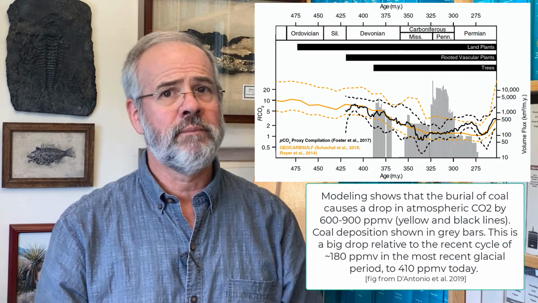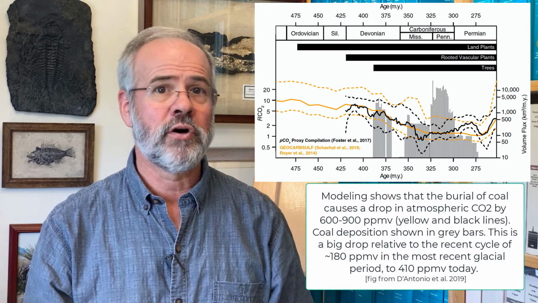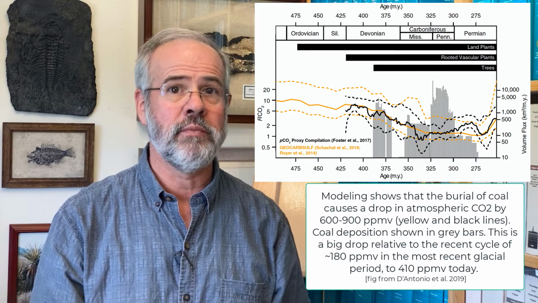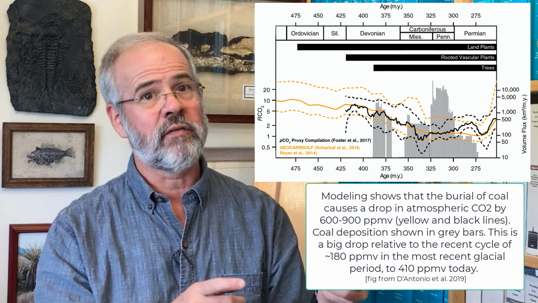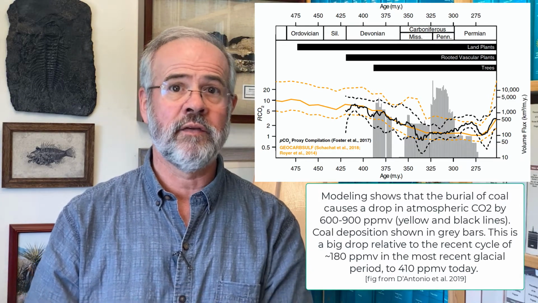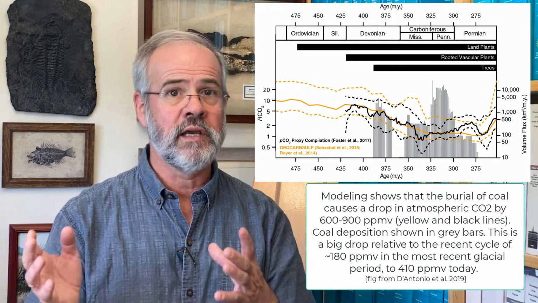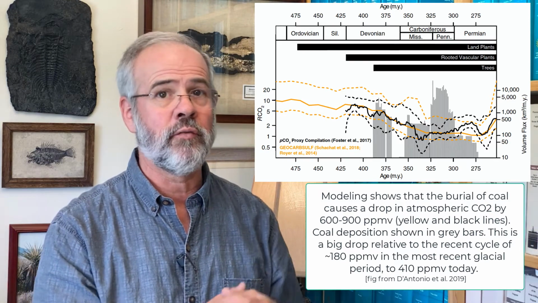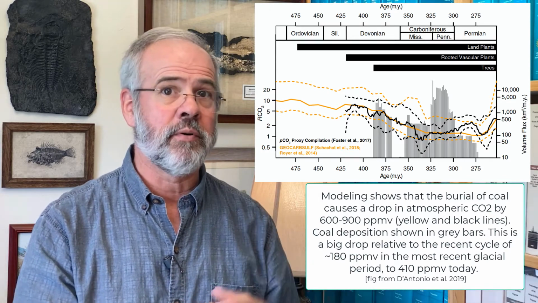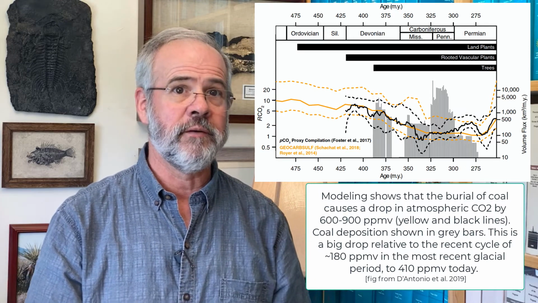Modeling shows that just the burial of organic matter in Paleozoic forests reduces atmospheric partial pressure of carbon dioxide by around 600 to 900 parts per million by volume. This is a big swing in the greenhouse effect. During the recent glaciations, by contrast, CO2 swings from maybe 180 parts per million in the glacial period to the present value of 410 parts per million. The point is that a 600 to 900 parts per million drop is really big, plenty to get glaciers moving.